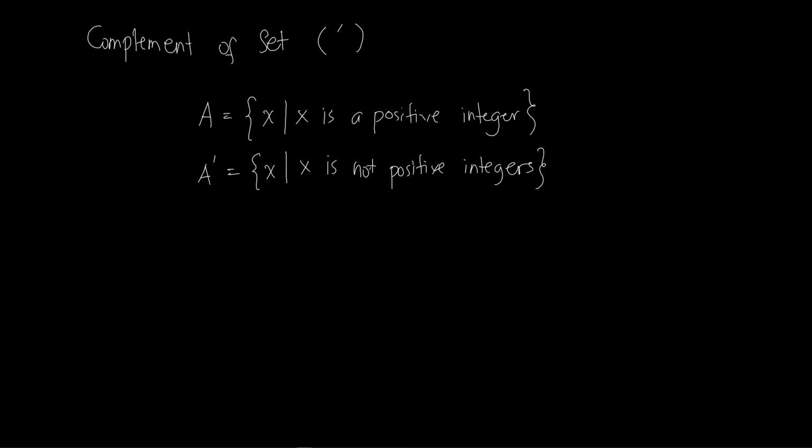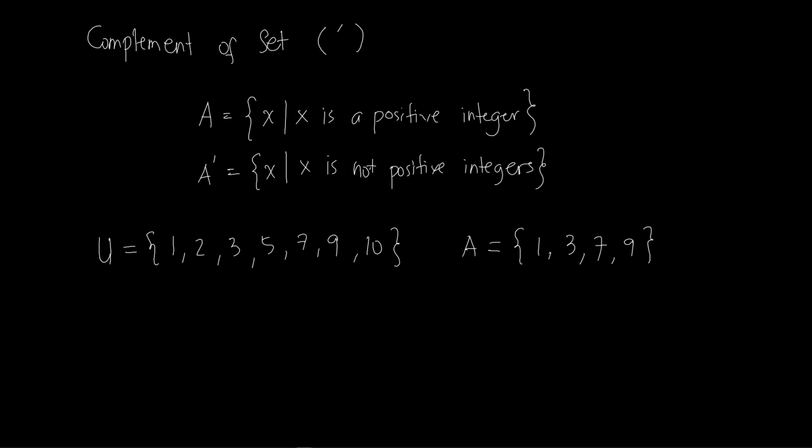Okay? So, for example, given the universal set, 1, 2, 3, 5, 7, 9, 10. And given also a set A to be 1, 3, 7, and 9. What is the complement of A?